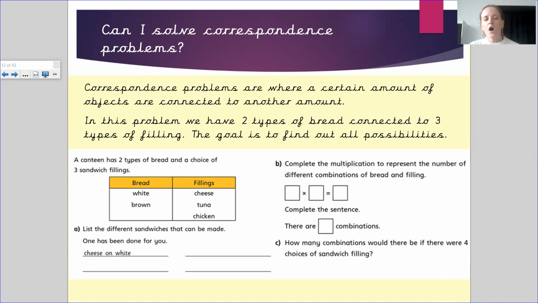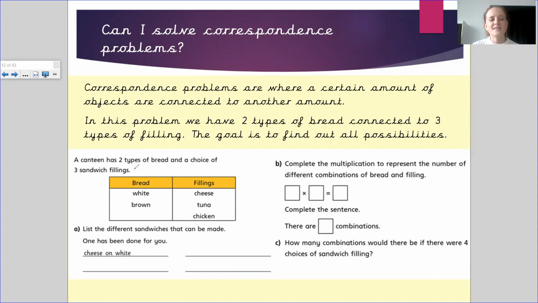Right, so correspondence problems are problems where a certain amount of objects are connected to another amount. So the object number is connected to another amount. In this problem, we have 2 types of bread connected to 3 types of fillings. The goal is to find out all the possible fillings that we could have.